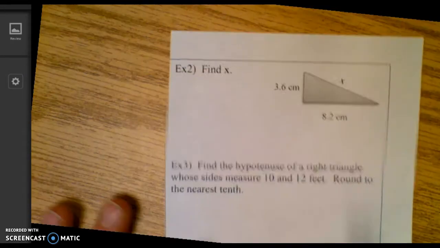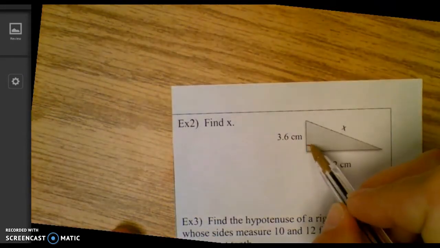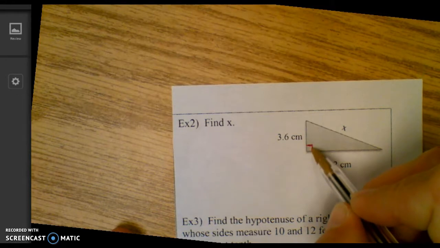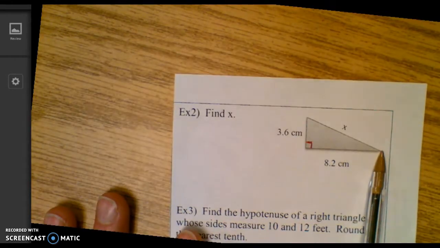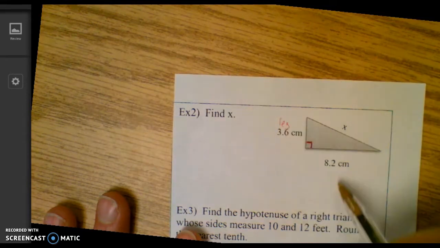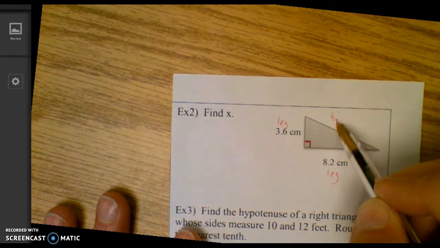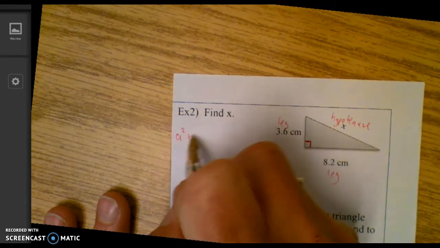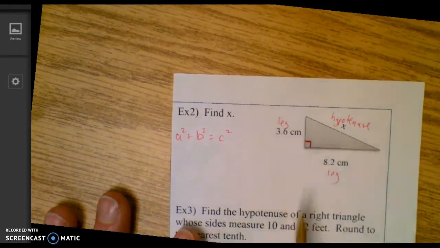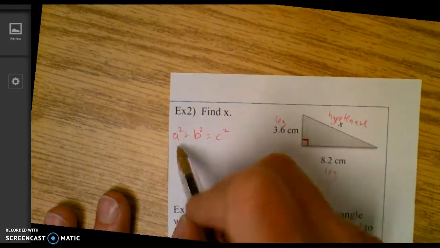Your other notes page should have a little right angle in this corner. All right, it should be a right triangle, and that's how we know we can use our Pythagorean theorem. We have one leg on this side, one leg on this side, and we have our hypotenuse missing again. So we will start by writing our formula, and we will plug in the values of our legs.